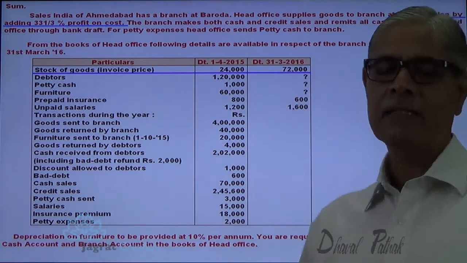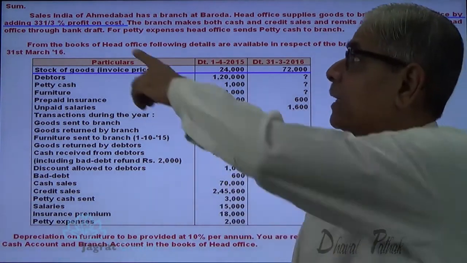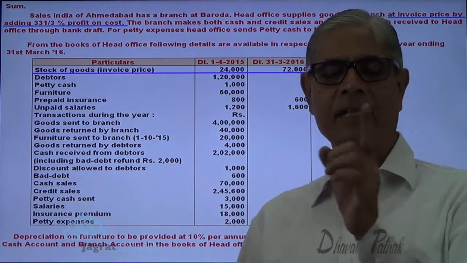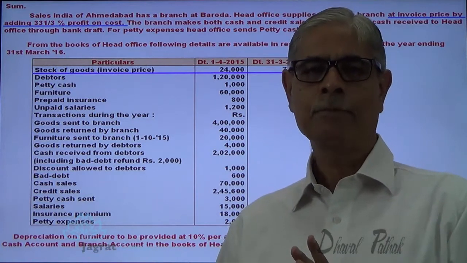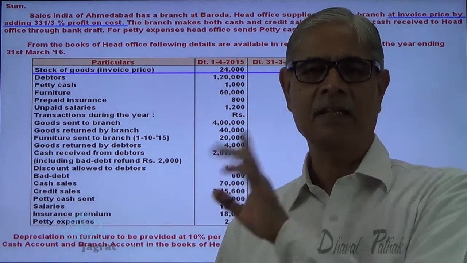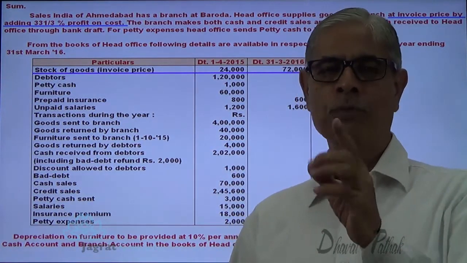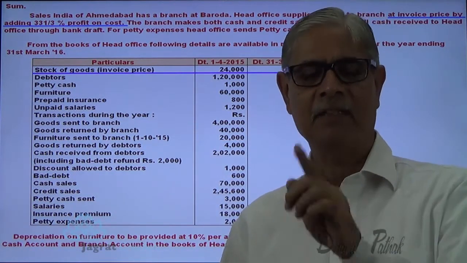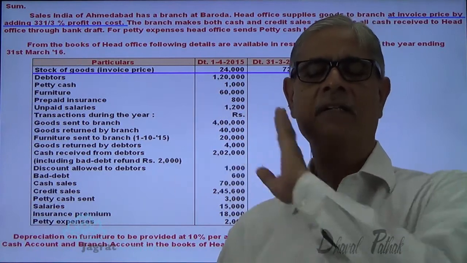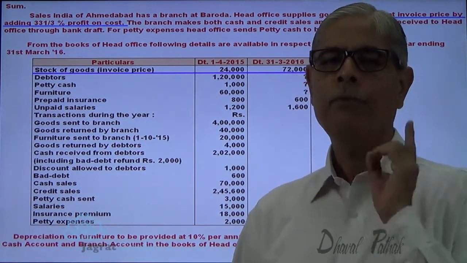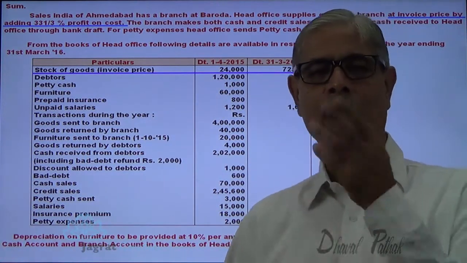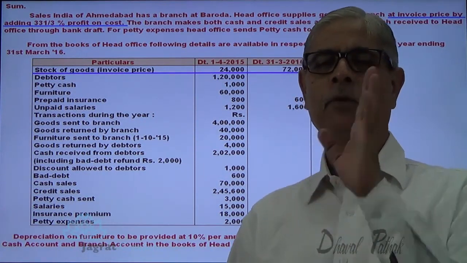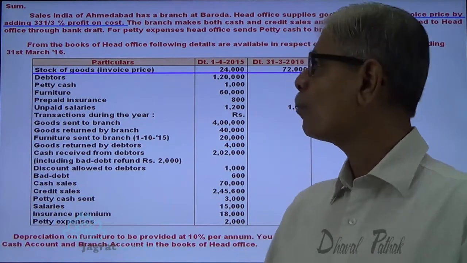So this is invoice price 24,000, wherein 33 and 1/3% is the profit element. If 100 is the cost, then 33 and 1/3 is the profit, then 133 and 1/3 is the invoice price. So invoice price is 4 times the profit. 33 and 1/3 into 4 is equal to 133 and 1/3. So if you want to find out the profit element from the invoice price, you are required to multiply the invoice price with 1/4. That is the first analogy.